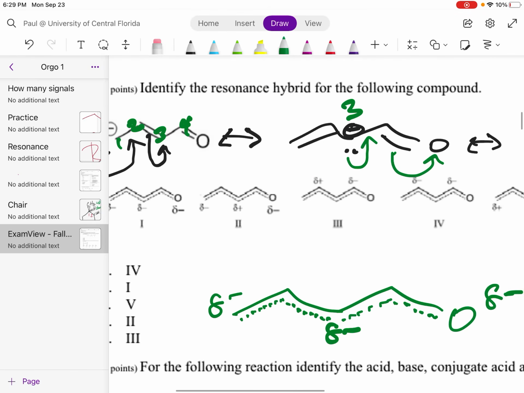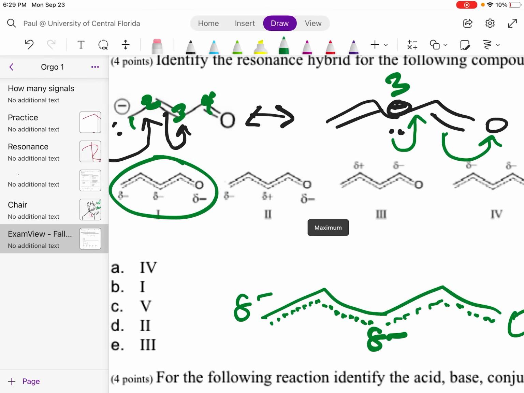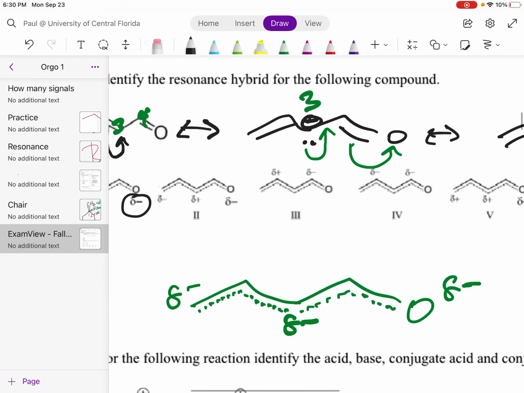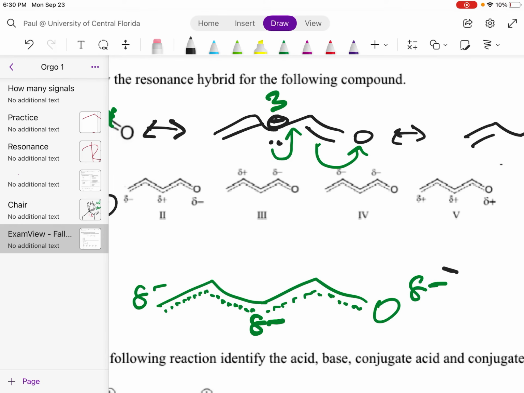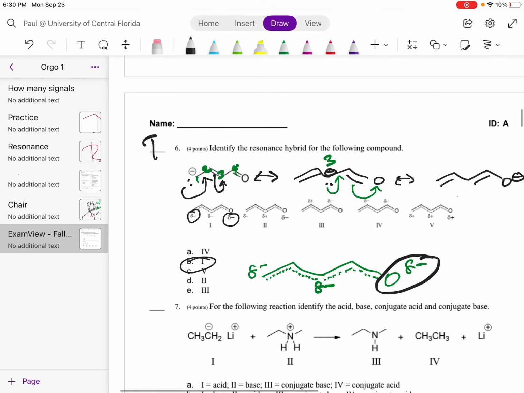And then you come in, and I know it's very pixelated, but there's the answer right there. Now, what it's showing you here, which is interesting, is that this delta negative right there is smaller than that one. So it's showing you in the resonance hybrid that there's more negative charge over here than there would be on the carbons. So the correct answer would be 1, which is B.